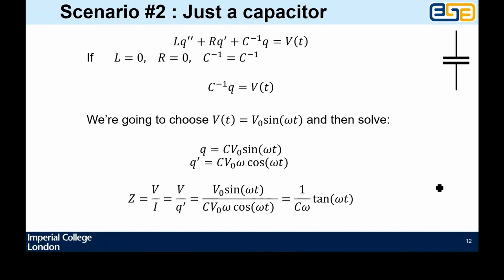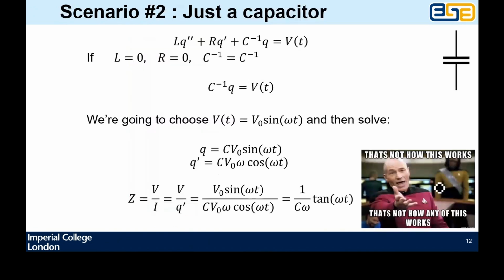Can anyone tell me what that mistake is? And it's on slide 3. What's the mistake? The impedance is not the voltage as a function of time divided by the current as a function of time. It's right, exactly. Okay, so we've just found V of t divided by I of t. That's not what the impedance is. Okay, oops. That's not how this works.